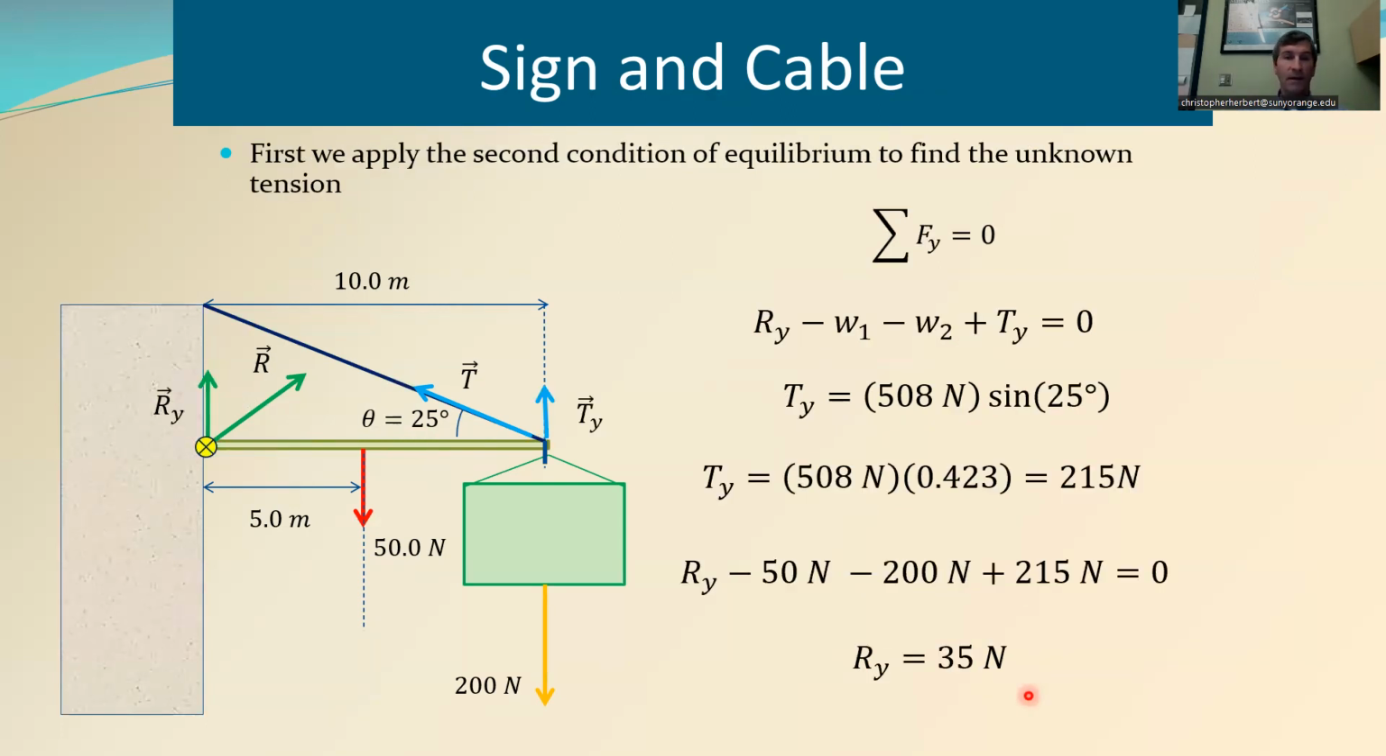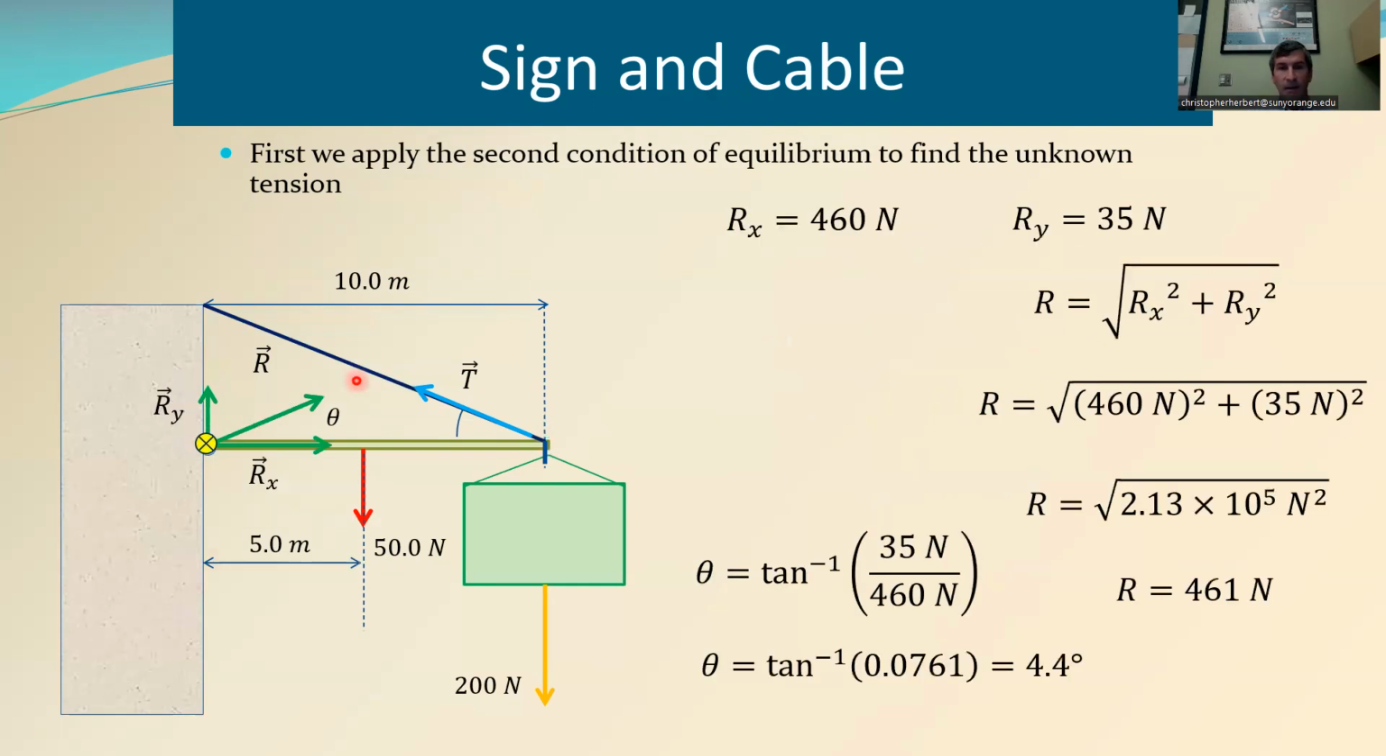The y component, we've got to include all the different weights, the weight of the sign, the weight of the beam, okay? The y component of the tension upward. So Ry minus 50 newtons from the beam, minus 200 newtons from the sign, plus 215 newtons from the upward component of the tension, gives me an Ry of 35 newtons. So again, we found out all our unknowns. We didn't know the magnitude of the tension. We didn't know Rx. We didn't know Ry. We used the 3 different equations to find our unknowns.